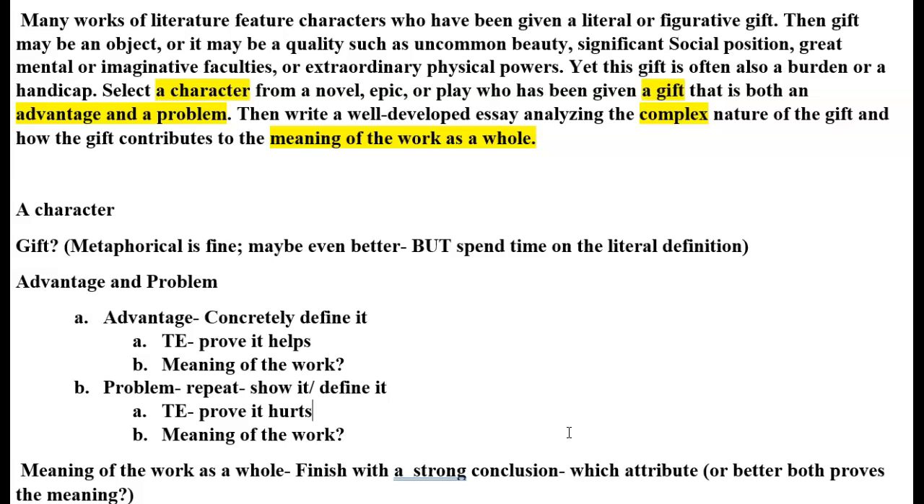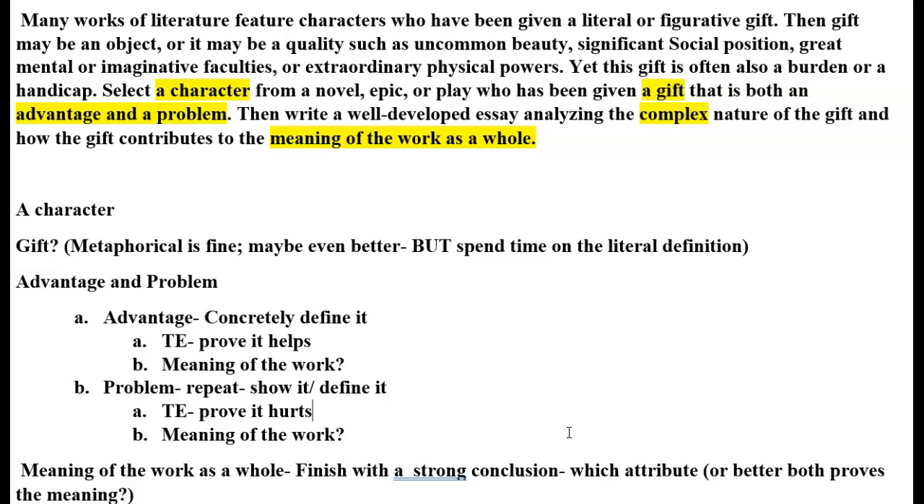But going back to the prompt, look at the organization I gave you here. You have to talk about an advantage and a problem. You have to provide concrete textual evidence of both, and you have to talk about how both contribute to the meaning of the work as a whole. Now, that doesn't mean you have to talk about them in this order. You could flip the script.